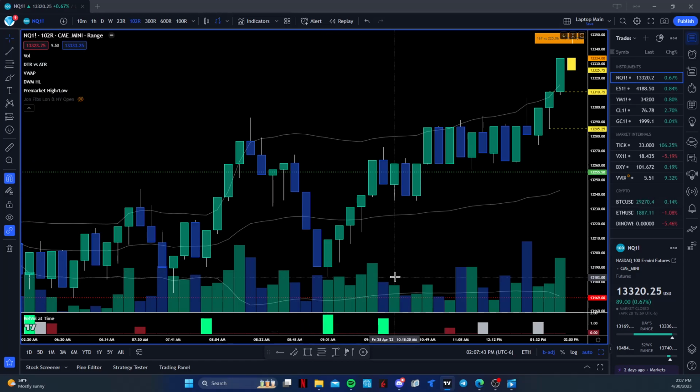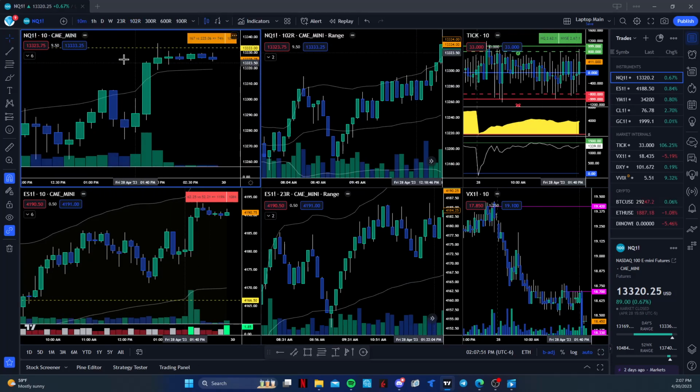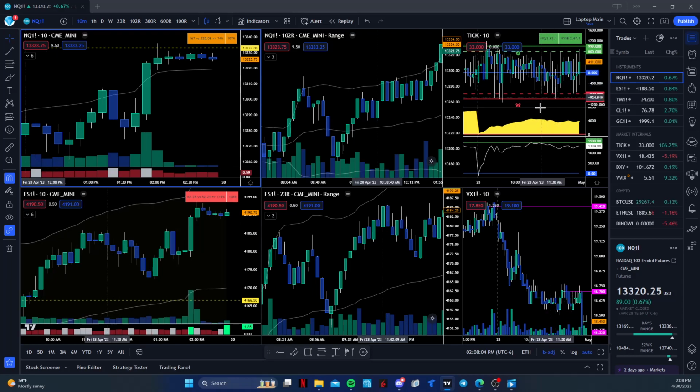So we got volume on the bottom. And to note too, this is everything I'm watching. I'm watching either the 5 or 10 minute chart here on the left for ES and NQ. I have the 102 range bar for NQ here, the 23 for ES. I have the market internals here: the Vold ratio, the tick, cumulative tick, and the ADD. So those are all in one single spot.